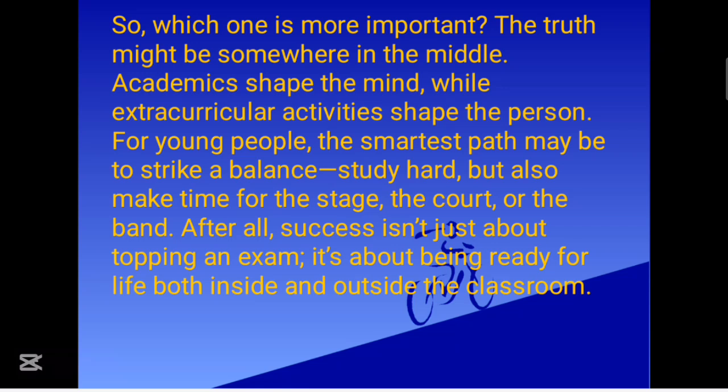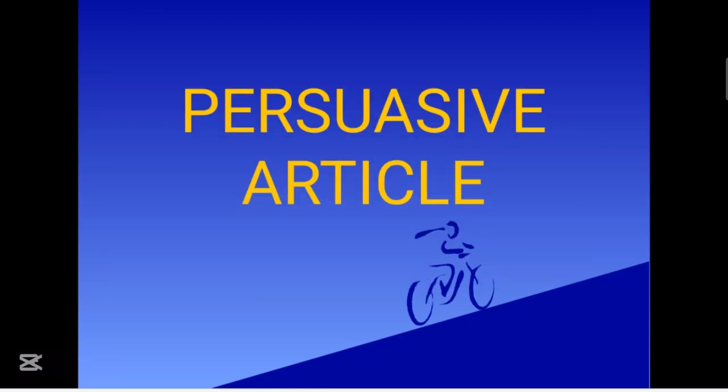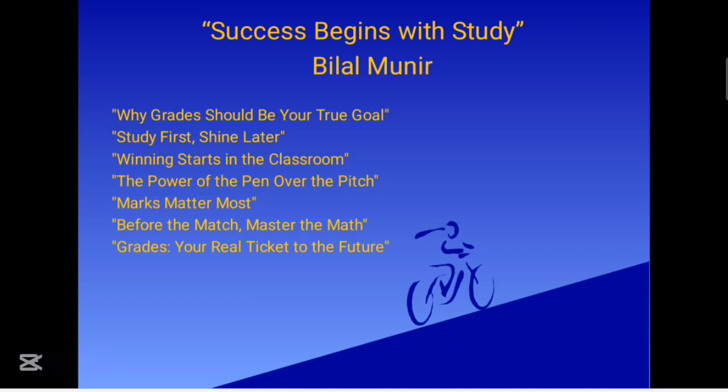Otherwise, this is an argumentative one, and we are leaving it to the audience that they can decide which one is correct for them. Now, the next article that I'm going to show you is a kind of persuasive article. And when we have this persuasive article, the title is also different. From the title, we can understand that this is in favor of one point of view. So I'm writing it with success begins with study. That means I'm in favor of this. And then byline, Bilal Munir.